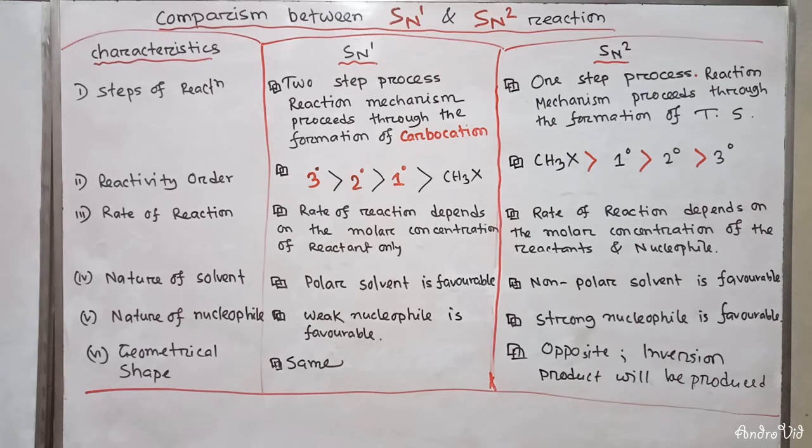Now the geometrical shape. In case of SN1 reaction, the geometrical shape of the product will remain the same as the geometrical shape of the reactant. But in case of SN2 reaction, the geometrical shape of the product is completely opposite to the geometrical shape of the reactant, an inversion product, that's why it is produced, you know. So this is basically the comparison between SN1 and SN2 reaction.